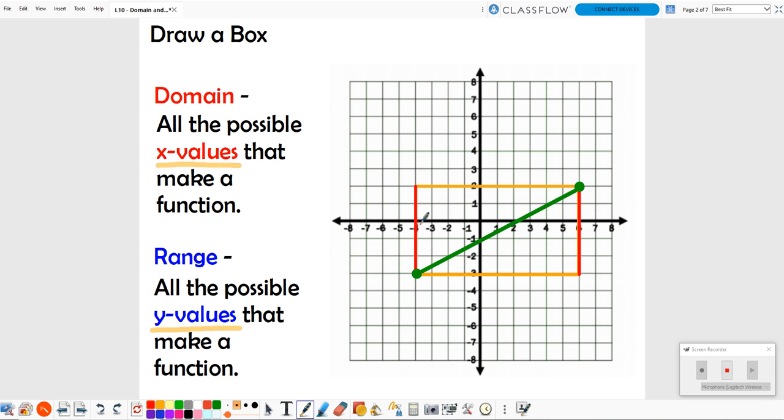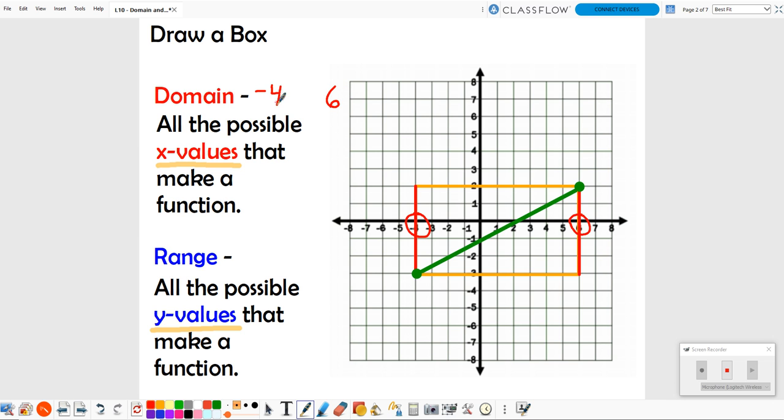And we can see from here that the left side of our box, oopsie, that's kind of a big circle there. The left side of our box goes through -4, and the right side of our box goes through 6. So those are like the limits on our domain. So for our domain, we would say it goes from -4 all the way up to 6. So you put your lowest domain value and your highest domain value.